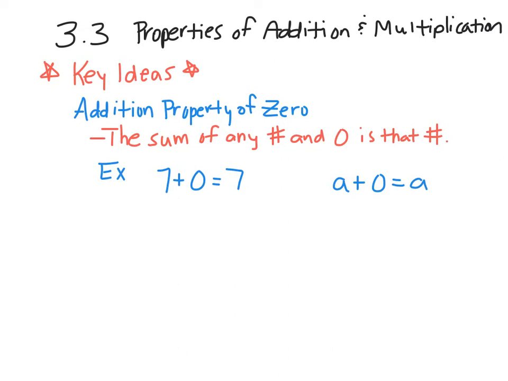If you look at it, my definition says the sum of any number, in this case 7, and there's a keyword indicating addition, so the sum of any number and 0 is that number, which is 7. Same thing with algebra, a plus 0 equals a. 7 plus 0 equals 7.